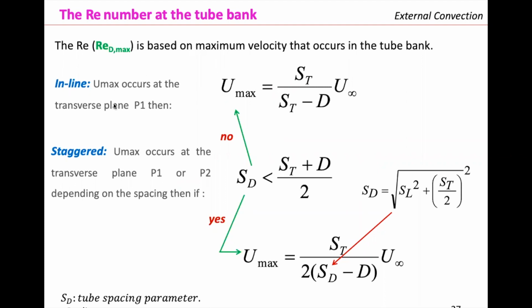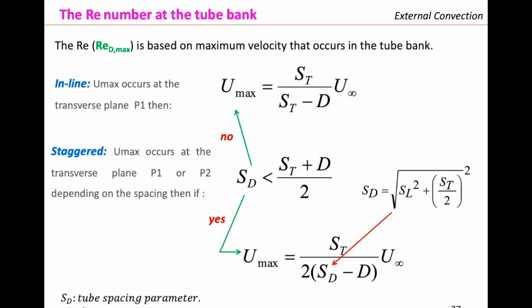So let's look at the first geometry, inline. In the inline arrangement, the maximum velocity of the bank occurs at the transverse plane. Then you calculate U max with this equation: U max is the transversal pitch divided by the transversal pitch minus the diameter, multiplied by the free stream velocity. So inline is straightforward. What happens with the staggered arrangement?